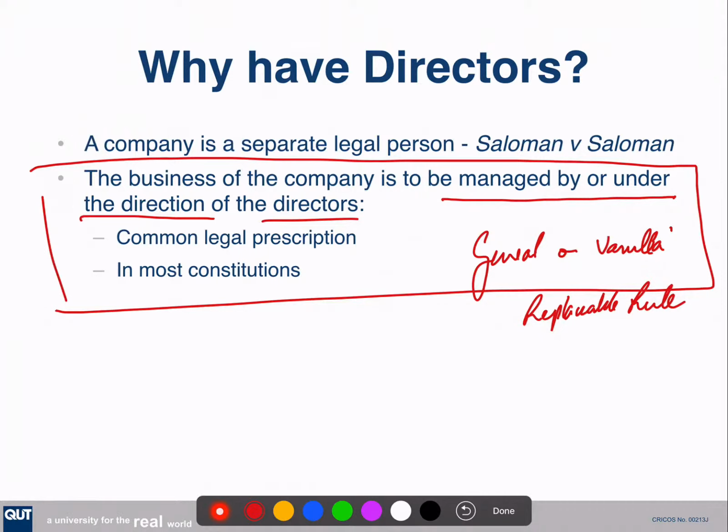Okay. So what that means is that all power to run the company is with the board. Okay. So management don't have any power. They only have powers that are delegated from the board. Now, as I said, you need to check your constitution because sometimes when a company comes together, we can see that they have different rules.